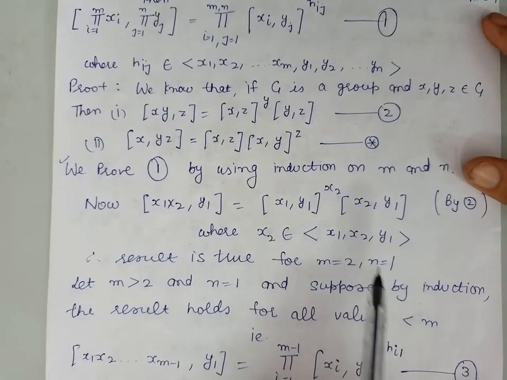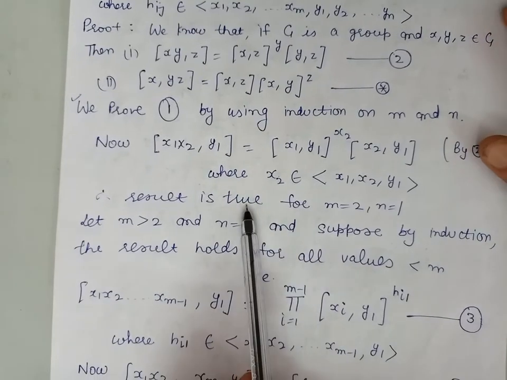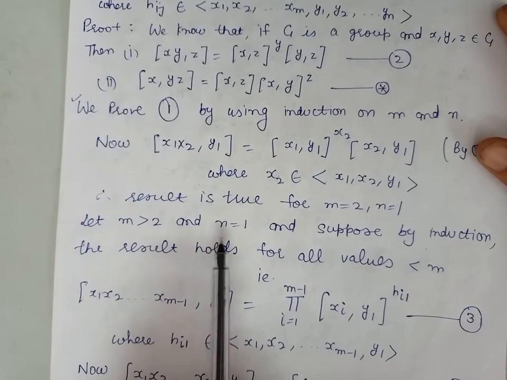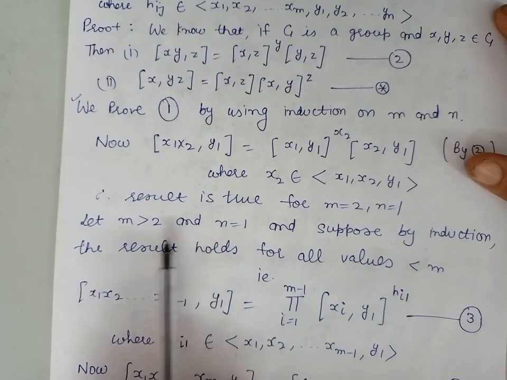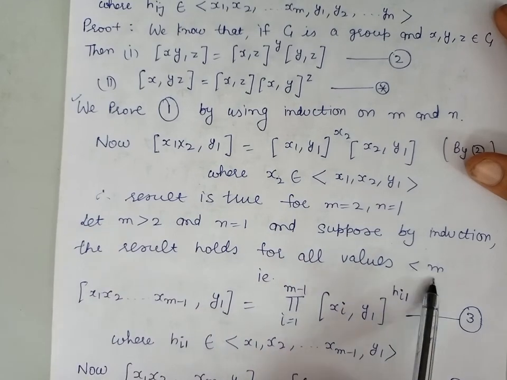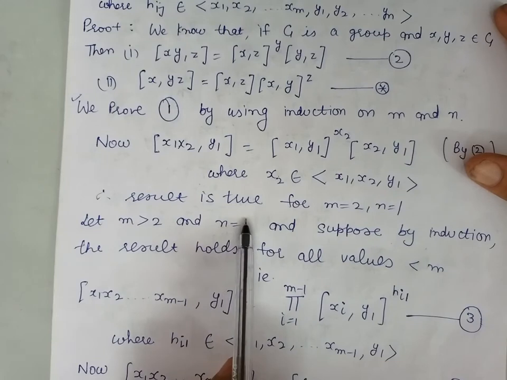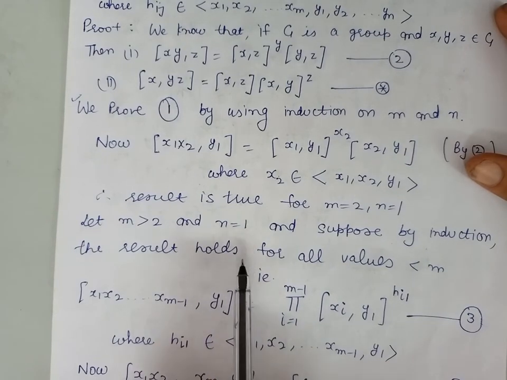So we can see that the result is true for m is equal to 2 and n is equal to 1. Now, let us take m greater than 2 and n is 1, and let us suppose by induction the result is true for all the suffixes which are less than m. So when i is less than m and the value of n is 1, then the result holds.